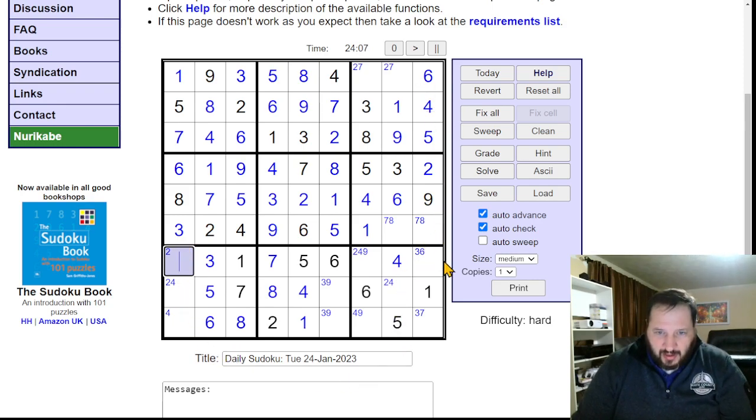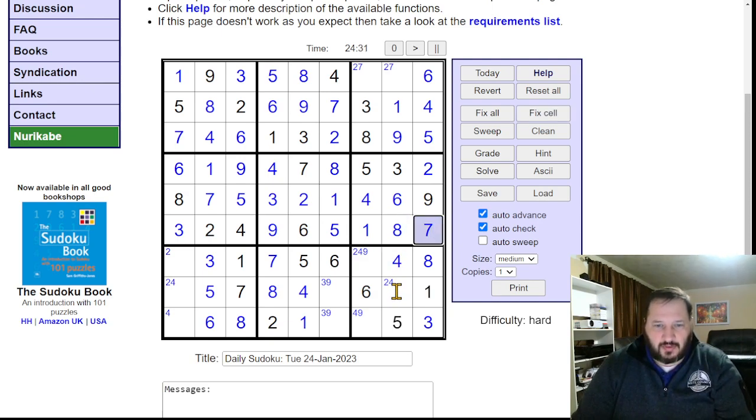Okay, now I need a 3, but the 3 cannot be here. So that tells me this has to be our 3. Which means this one can't be the 6 or the 7. This one has to be an 8. It's the only spot left for it. Which means this one is our 7, which means this one is our 8.